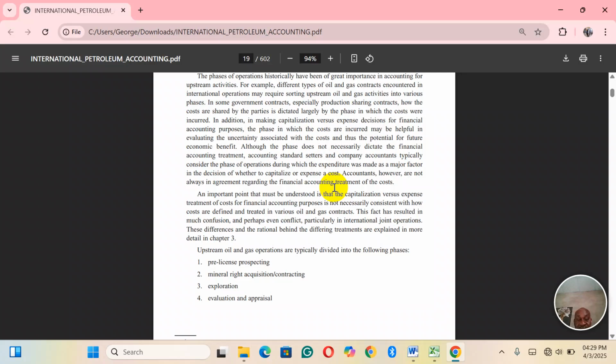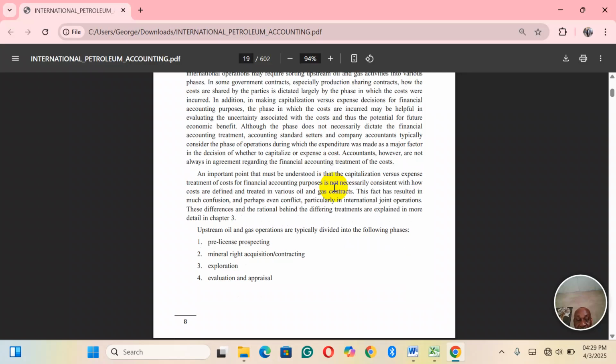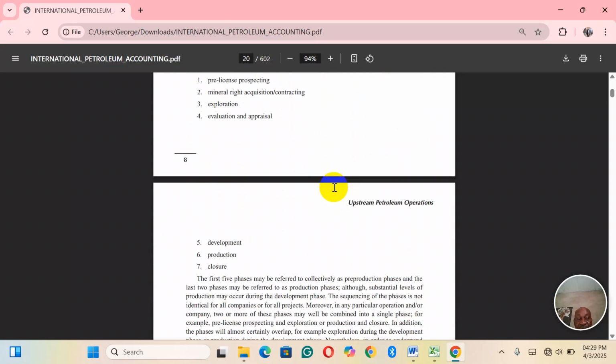So upstream oil and gas operations are typically divided into the following phases. One, pre-license prospecting. Two, mineral rights acquisition and contracting. Three, exploration. Four, evaluation and appraisal. Five, development, and six, production. Seven, closure. The first five phases may be referred to collectively as the pre-productive phase, and the last two phases may be referred to as the production phase.